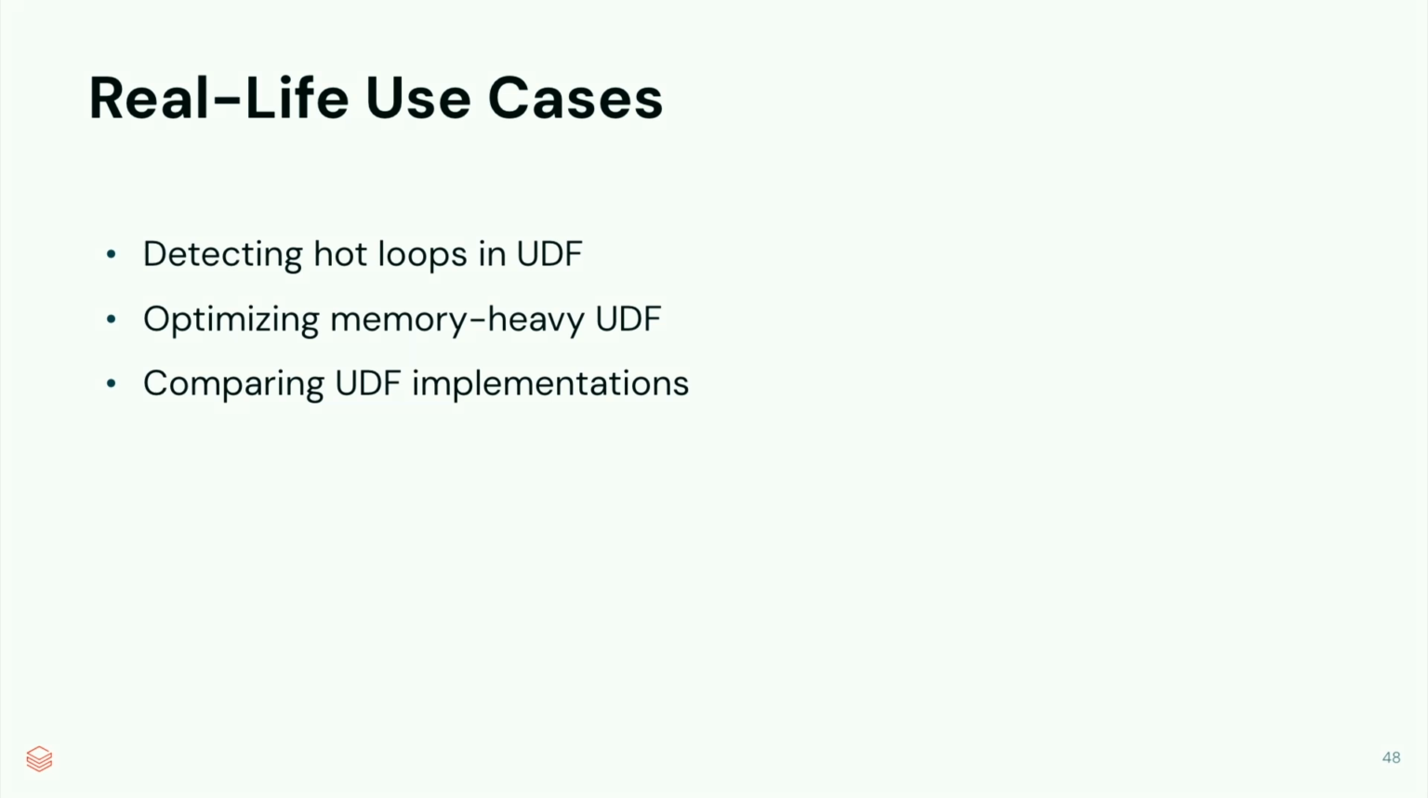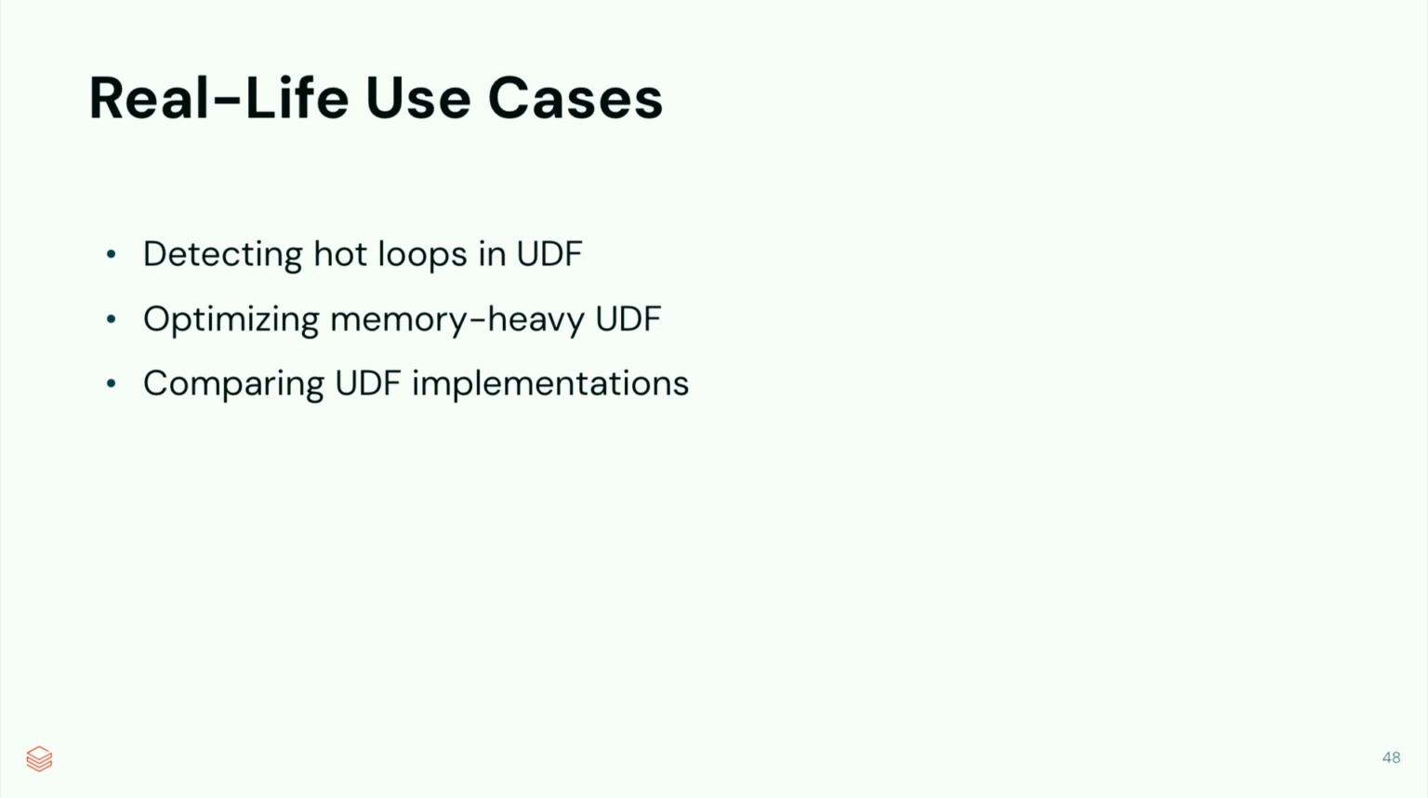Now, let's see a few real-life scenarios where PySpark UDF profiling helps. First, you can find hot loops in your UDF with the performance profiler. It shows which function runs the most or takes the most time. Second, the memory profiler can help you catch lines of code in your UDF that consume a lot of memory. For example, if you are preparing data for your ML model, a lot of temporary data will be created. With this memory profiling tool, you can avoid the memory spikes.